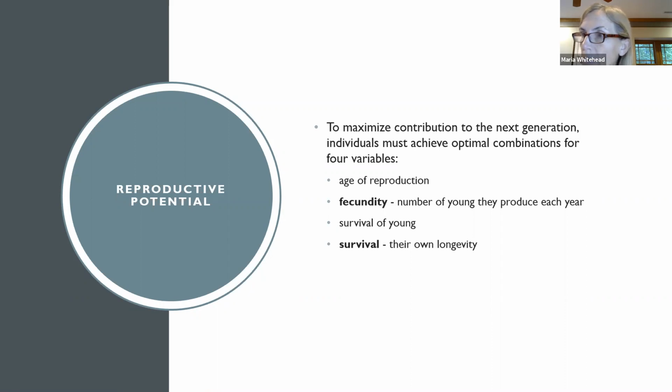Individuals within a population, of course, affect the reproductive potential in several ways. So an individual can have more offspring, they can have a longer reproductive lifetime, and they can reproduce earlier. So those factors, age of reproduction, fecundity, which is the number of young produced each year, the survival of those young, and the survival of the reproducing individual all contribute to that total population reproductive output.